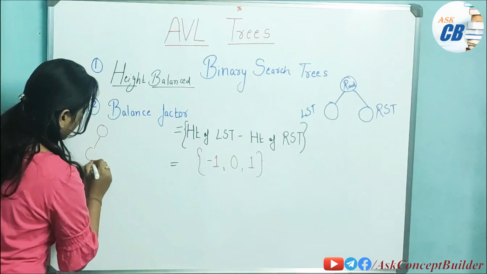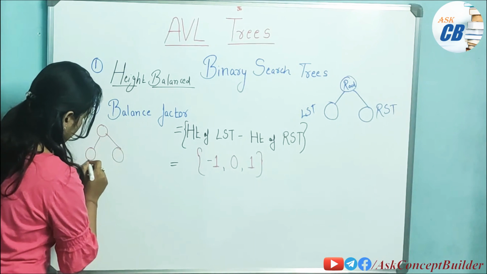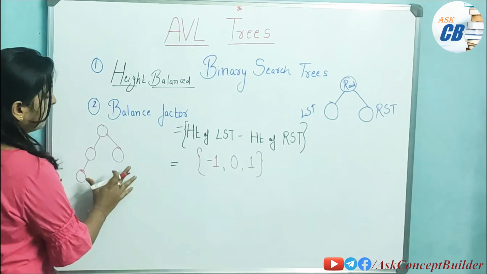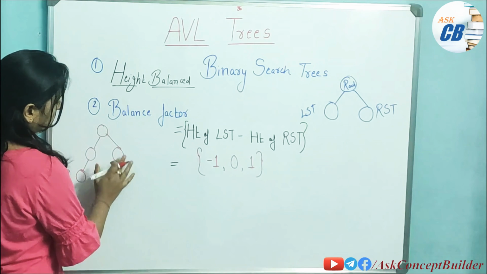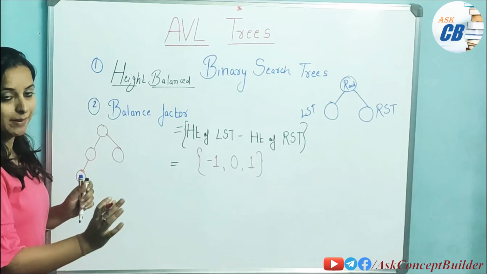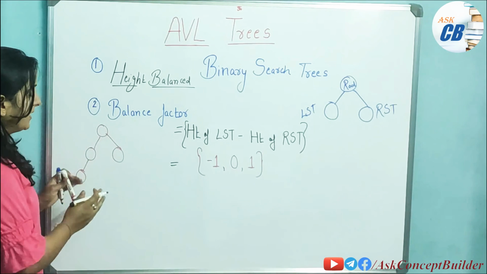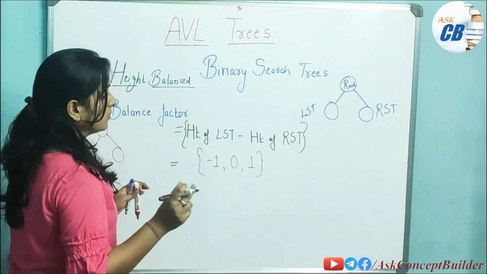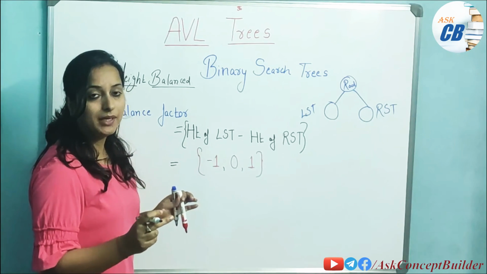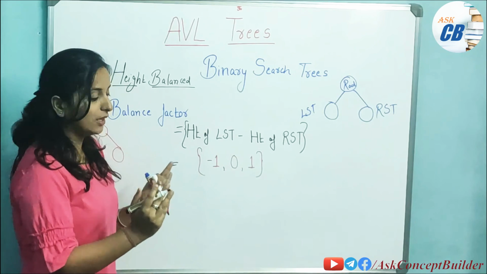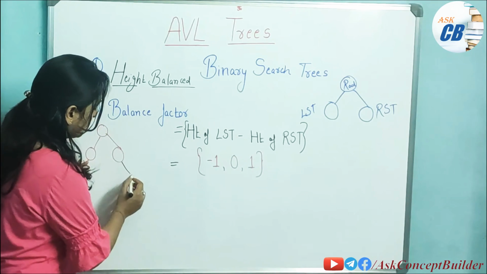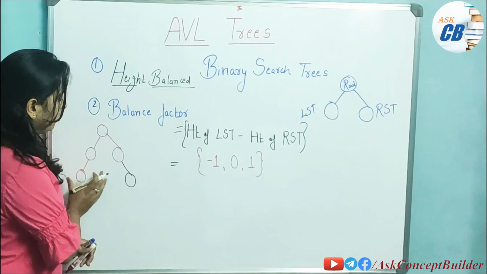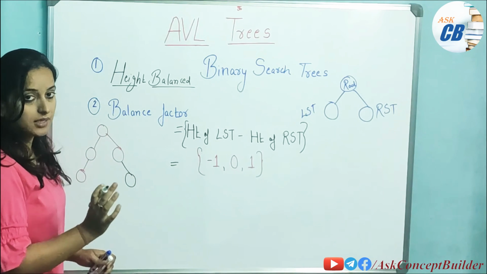Let us suppose I am having a tree, a binary search tree. To be an AVL tree, it should be height balanced. What does height balance mean? Its left and right height should almost be equal. Now what does almost mean? It should either be equal, exactly equal. When it is exactly equal, it means it has an equal number of nodes in the left subtree and in the right subtree. Then only the left and right height is exactly equal.